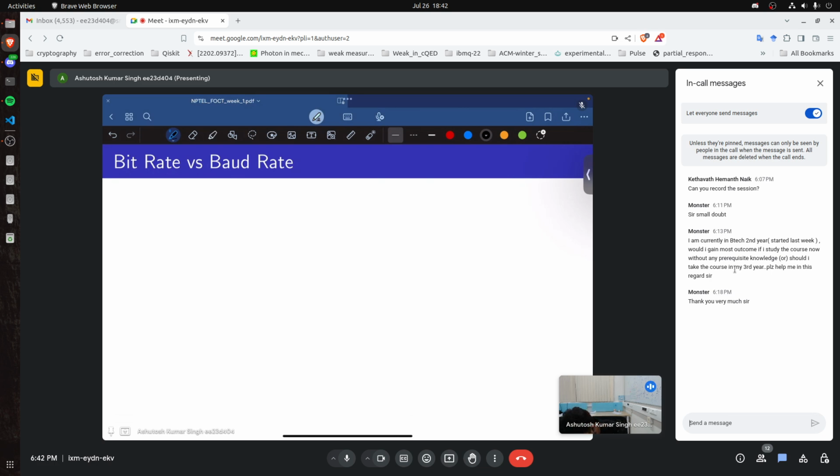Now in the last case, OOK, I was transmitting an on state and an off state. So that is represented by 1 bit. If it is on, I was saying it is bit 1. If it was off, I was calling it bit 0. So the bit rate, or the amount of information carried in 1 unit of time for OOK, is 1 bit per unit time.